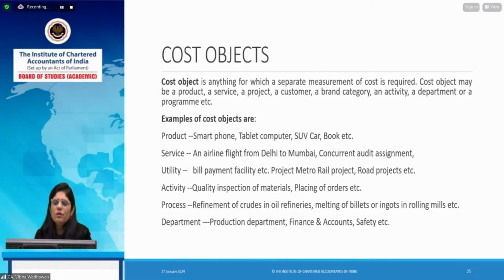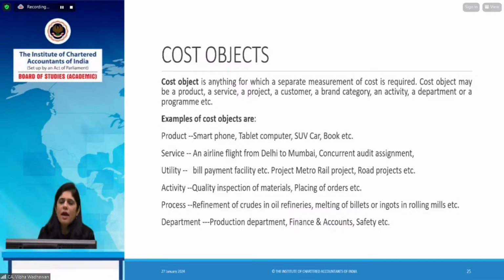Cost object. Now, what is a cost object? We understand a cost object is something for which we want the costing. If I'm manufacturing product A, I want to know the cost of product A. Product A is my cost object. Let us say I am dealing in phones, an example of a cost object. What is the cost of a smartphone? I am dealing in tablets. What is the cost of a tablet? So a tablet is a cost object.